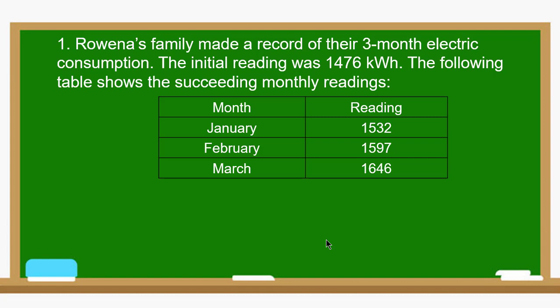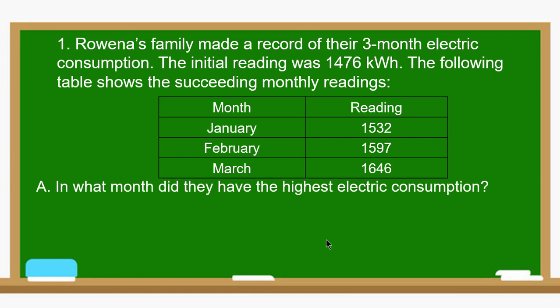January, 1,532. February, 1,597. And March, 1,646. In what month did they have the highest electric consumption?